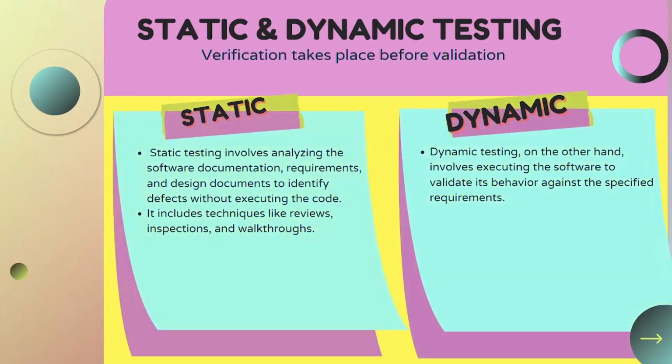Let's now find out the difference between static testing and dynamic testing. Static testing involves analyzing the software documentation, requirements and design documents to identify defects without executing the code. It includes techniques like reviews, inspection and walkthroughs. Dynamic testing, on the other hand, involves executing the software to validate its behavior against the specified requirements.